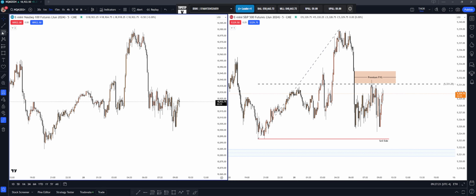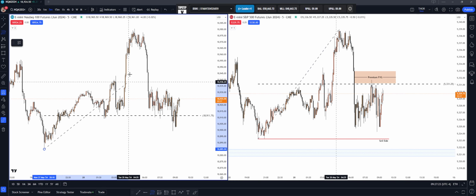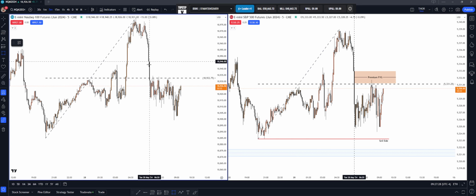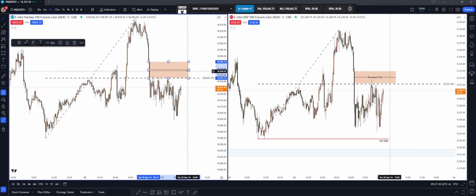So let's take a look at the same thing on Nasdaq. Yeah, pretty much the same deal. Here's the last premium fair value gap here.